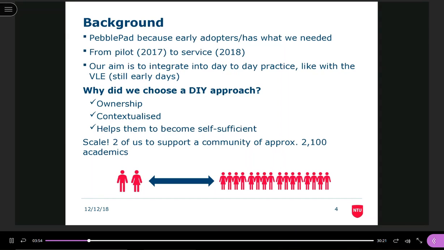So just a bit of background on the pilot itself. We chose PebblePad because we've got some early adopters, academics that have been using PebblePad previously, so they came with a lot of experience and advice for when we were doing a pilot. And generally PebblePad offered us a lot of support, useful features and functions that would help us support degree apprenticeships and generally enhance our assessment types at NTU. It also offered some ideal design capabilities in terms of the workbooks and the activities you could design through there. So it fitted that need.